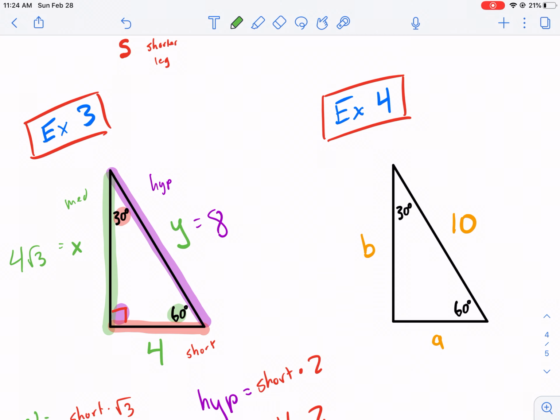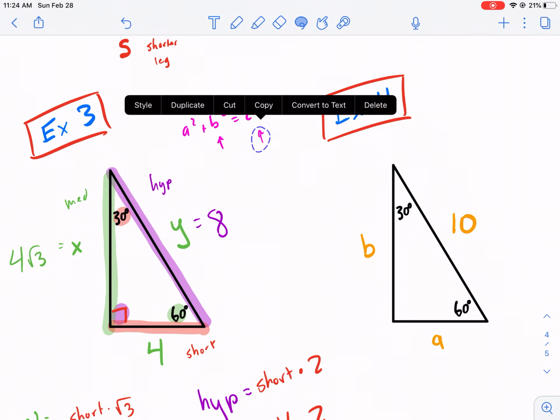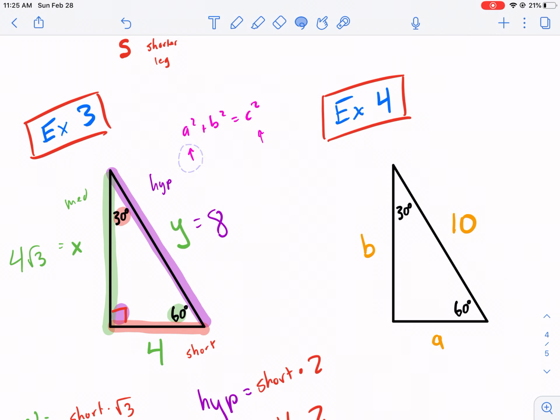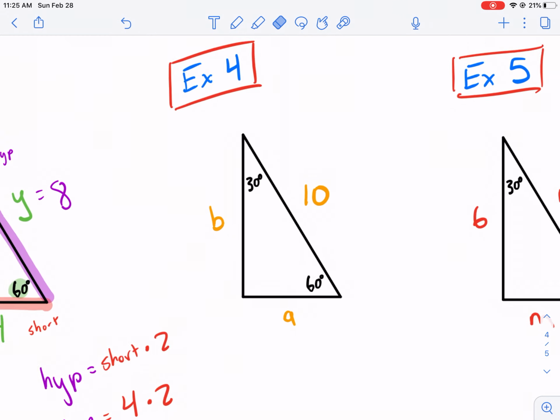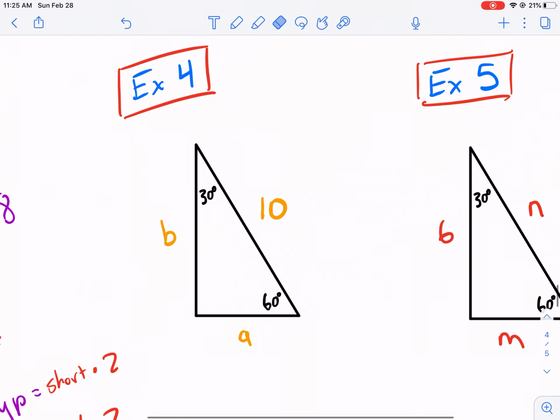Whereas if we have the Pythagorean theorem, how many sides do we need? Well, a squared plus b squared equals c squared. We need at least 2 of the 3. Doesn't matter if it's a or b and c, or a and c. We need at least 2 of the 3 in order to make it work. Where if you understand the relationships with 30, 60, 90, and 45, 45, 90, then you just need one side. As we have in example 4.